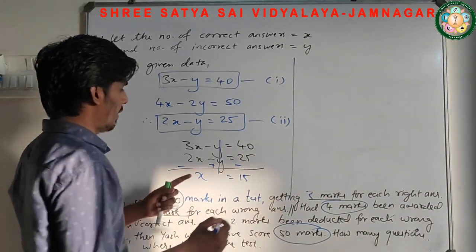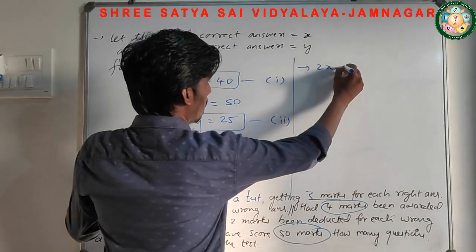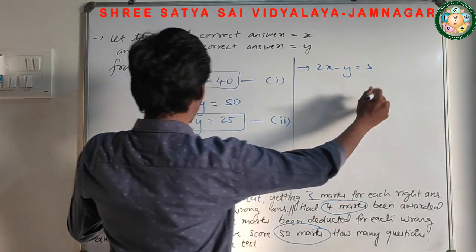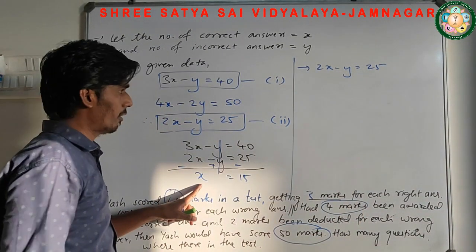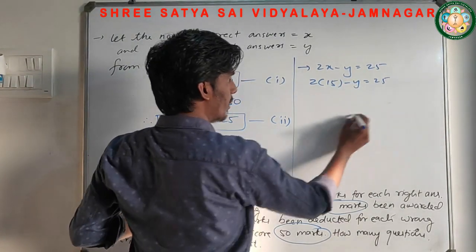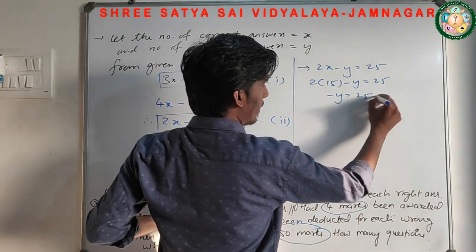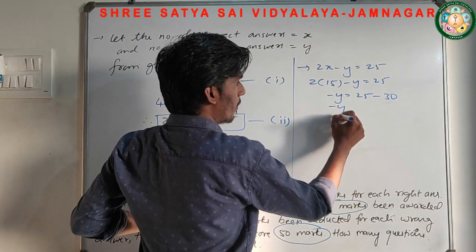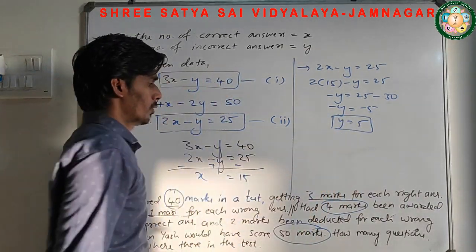And to find the value of y, replace here. 2x minus y equals 25. Now we got the value of x. 2 into 15 minus y equals 25. 30 minus y equals 25, so y is 5.